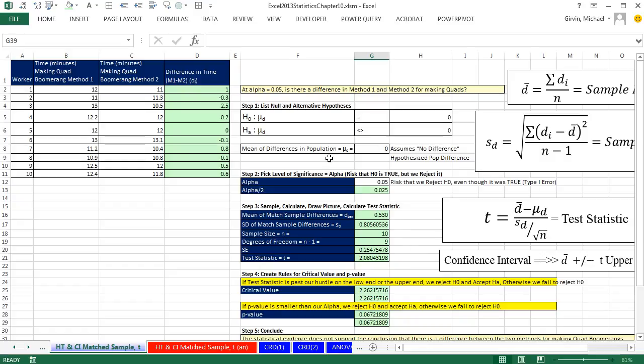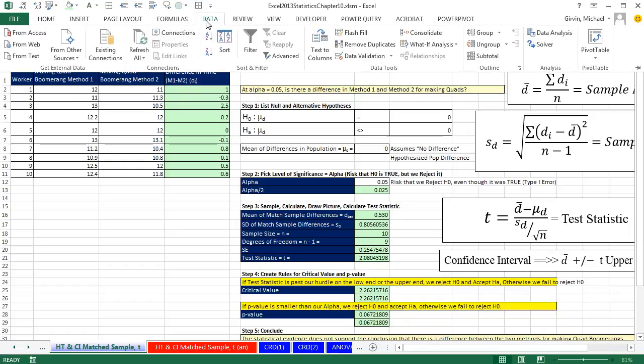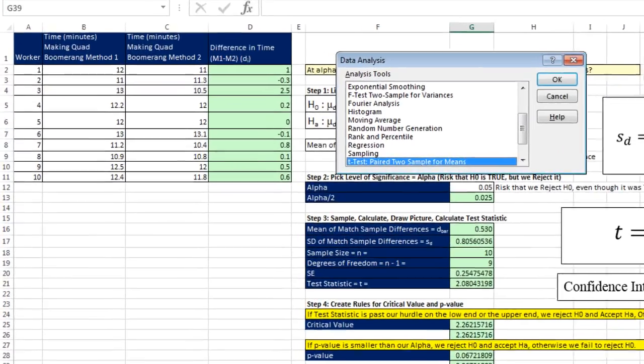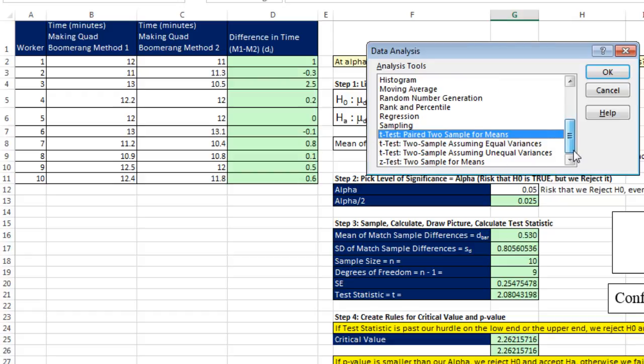And formulas are awesome because if this data were to change, then these would automatically update. But if we're going to do this just one time, and we don't mind static answers, which means if we change the source data it will not update, we can just use the feature on the Data ribbon tab, Analysis group, Data Analysis. And right down at the bottom, t-Test: Paired Two Sample for Means.